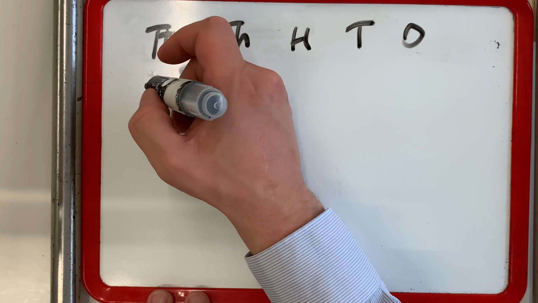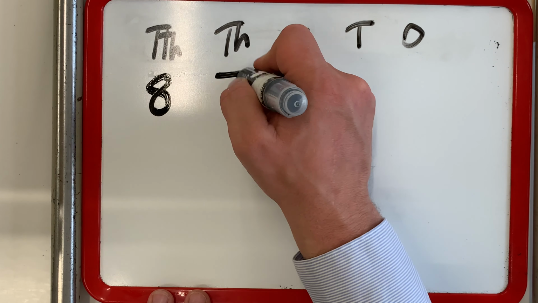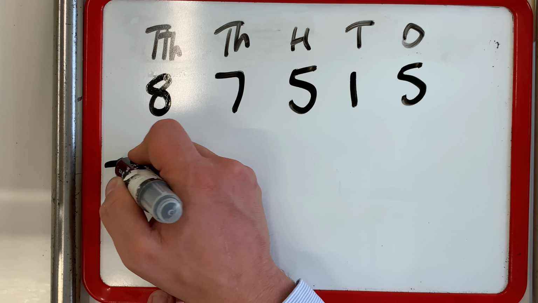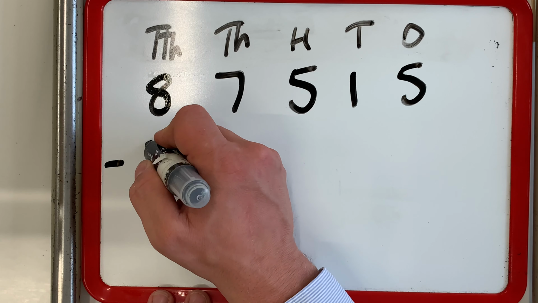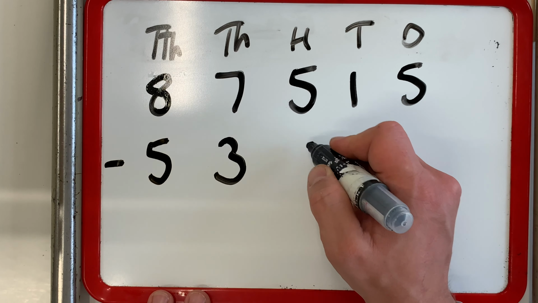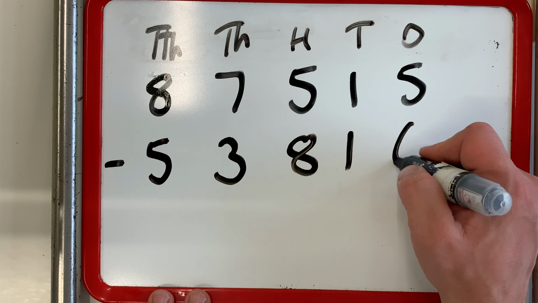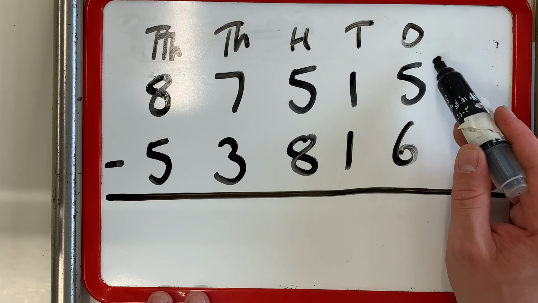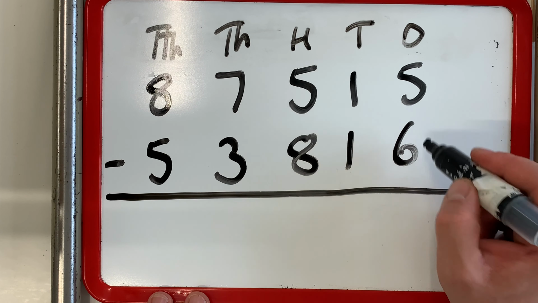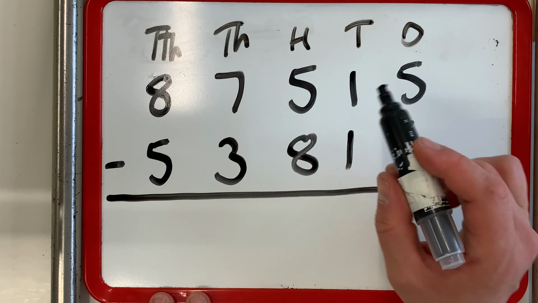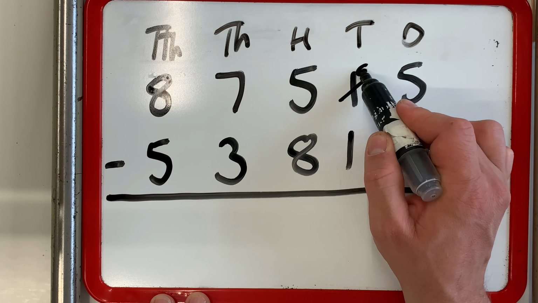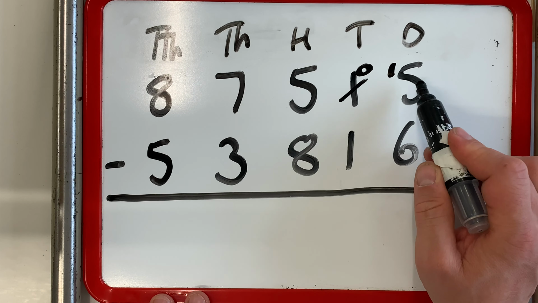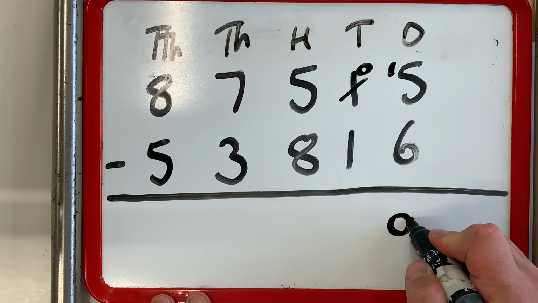Okay, so now we'll do one more. 87,515, and we're going to be taking away 53,816. So to start off with, we go to our ones column, you've got 5. You can't take 6 away from 5, so we're going to have to go to the tens column and borrow from there. So turn that into 0 and make the ones into 15. 15 take away 6 gives us 9.